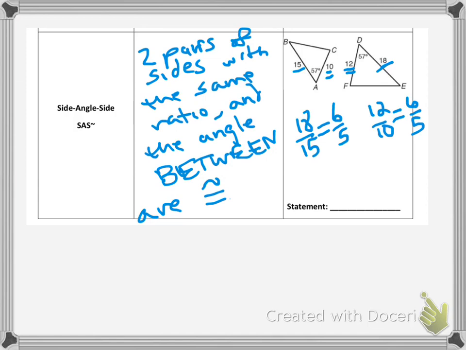And then I have an angle between those pairs of sides that is congruent. It's equal to 57. So I can say that triangle BAC, doesn't matter what order you do for that first one, is similar to triangle, now I have to be careful, E corresponds to B, D corresponds to A, and F corresponds to C.